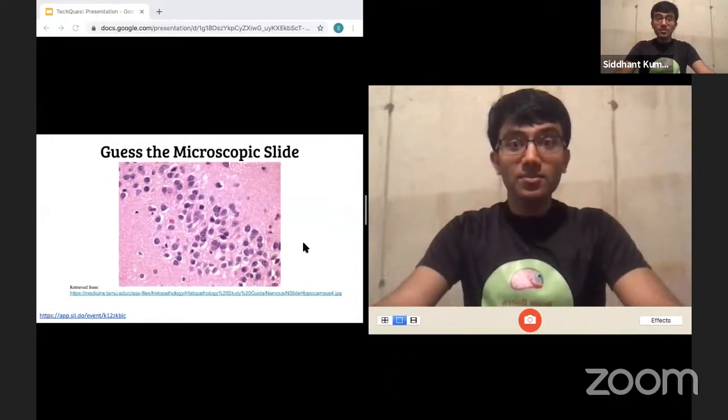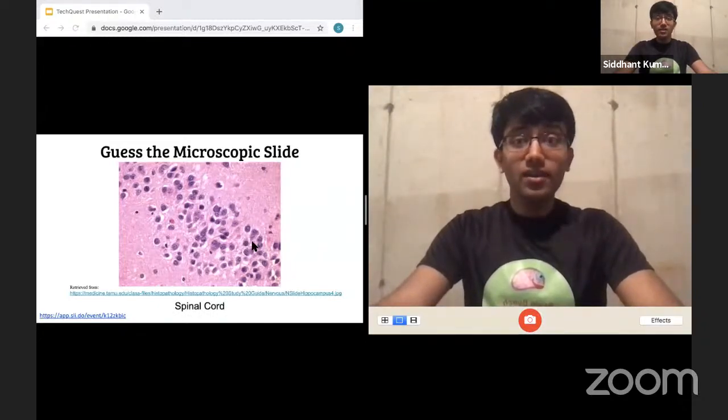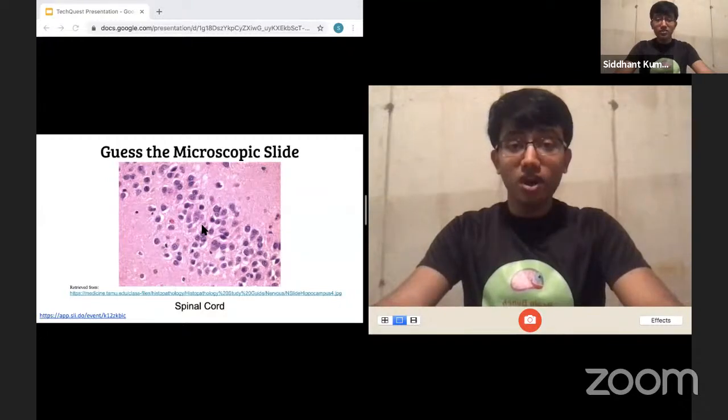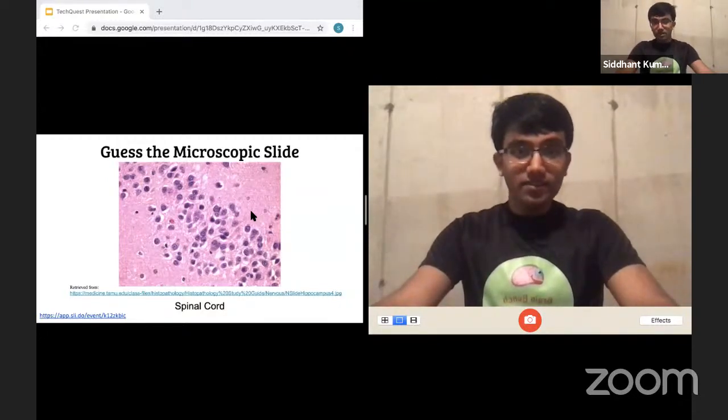So actually, believe it or not, this right here is actually the spinal cord. The spinal cord under even greater magnification. If we looked at it even more closely, that's why the dots are so much bigger. So, all right, that's a great answer right there.